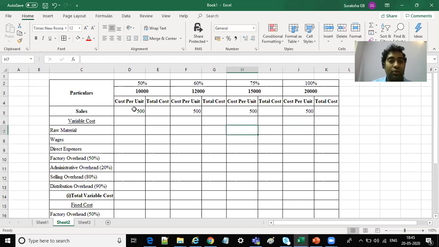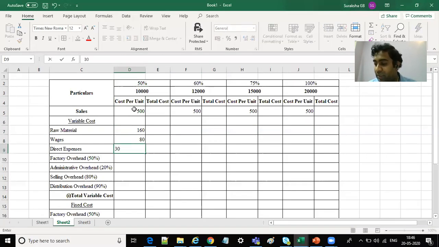Next, we'll come to the variable cost. Raw material in the problem is given as 160 rupees at the 50% level of activity. Next, wages 80 rupees, direct expenses 30 rupees, factory overhead is given as 50% fixed. So 60 rupees is given. So 60 into 50%, I'll take it as 0.5. So it will be equal to 30.